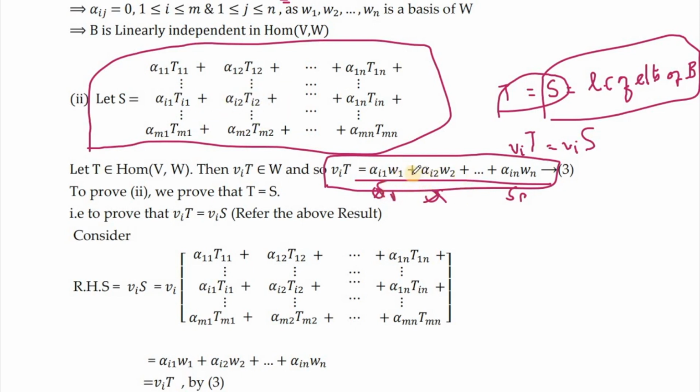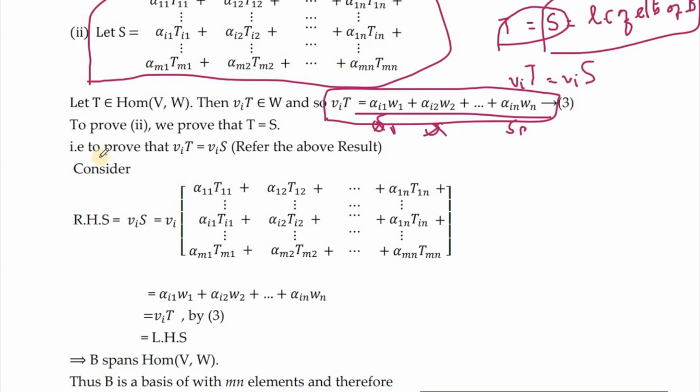And even to arrive at this, you can just leave space here, do this calculation, and whatever you arrive at, you can write it here. In that way also you can do, but you should not forget to write it. So your VIT is a linear combination of W1 through Wn. The scalars are chosen in this way. Now we prove that VIT is equal to VIS.